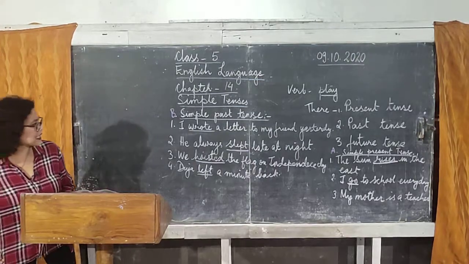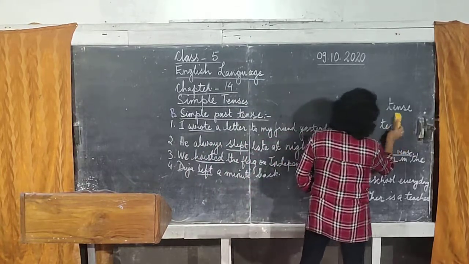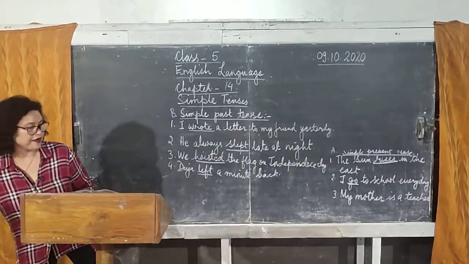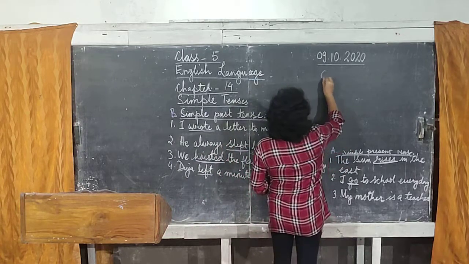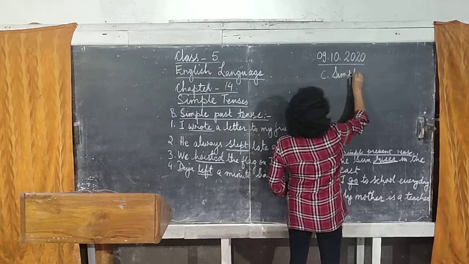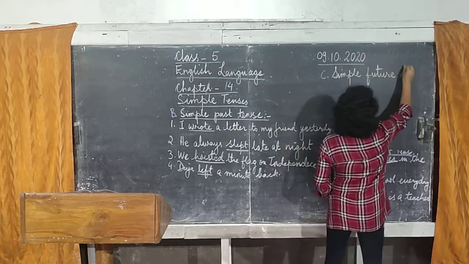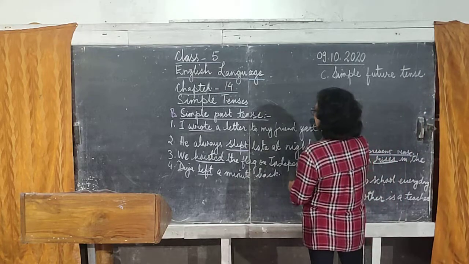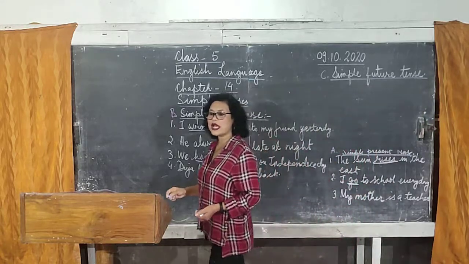Now, the last one is simple future tense. I'm sorry, I couldn't write it serially. Number C, simple future tense. Simple future tense means what is going to happen in the future. What is going to happen in the future.